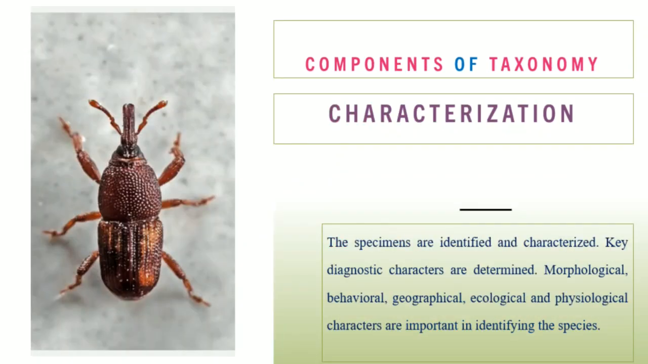Next is characterization. The specimens are identified and characterized. The key diagnostic characteristics are determined, and the key diagnostic characteristics can include morphological, behavioral, geographical, ecological, and physiological characteristics that are helpful in identifying the species.